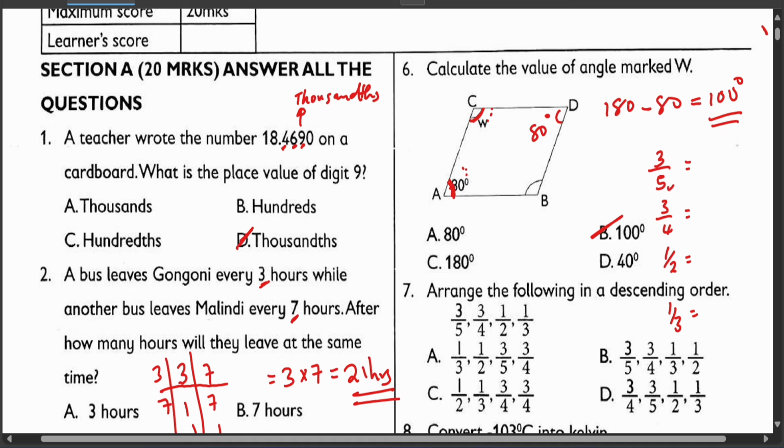So the LCM of 5, 4, 2, and 3 will be how much? That's the main aspect. So LCM of 5, 4, 2, and 3 might be how much? Divided by 2: 2, 1, 3, 5; divided by 2: 1, 1, 3, 5; divided by 3: 1, 1, 1, 5; divided by 5. So 2 times 2 is 4, 4 times 3 is 12, 12 times 5 is 60. So the LCM of all of this is 60.